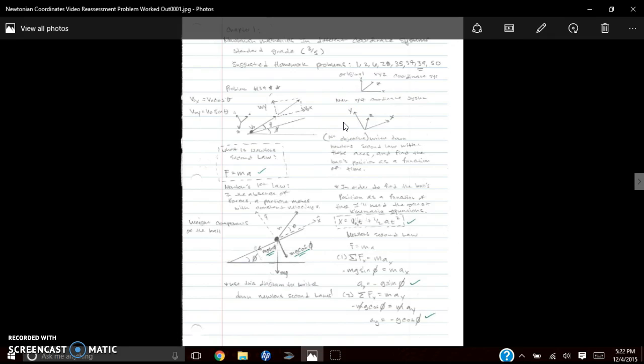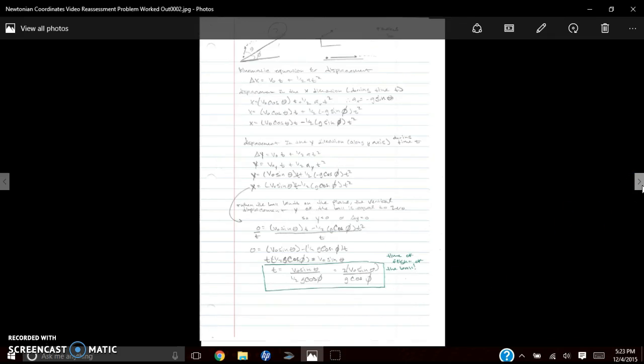So the first objective is to write down Newton's second law with these axes and find the ball's position as a function of time. I knew that I needed the ball's position as a function of time, so I would need my kinematic equation. First, to write down Newton's second law, basically just the sum of the forces in each direction is equal to mass times acceleration. I drew my free body diagram here, and I was able to come up with my acceleration in the x direction and my acceleration in the y direction. Okay, that was the first thing.